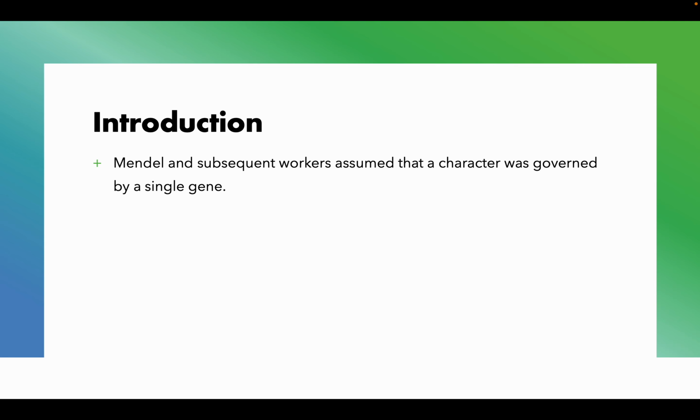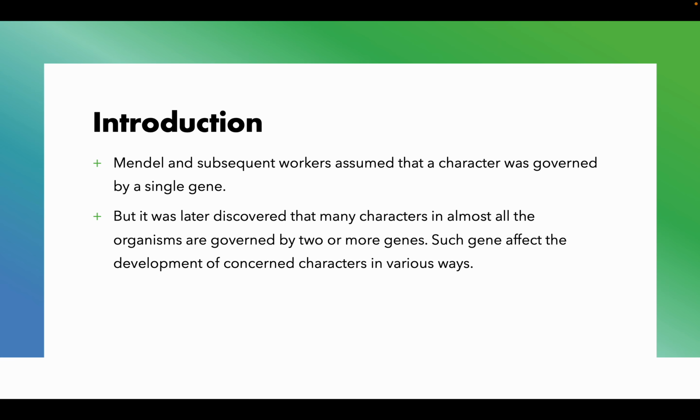Before Mendel and his co-workers, they assumed that a character was governed by a single gene. That's why they had the monohybrid cross. But it was later discovered that in organisms, one character is mostly controlled by two or more genes, and they can affect the development of certain characters in different ways, which means that one gene is affecting the expression of the other genes, or both genes are responsible for developing one character. So this is what we are going to talk about in this video.